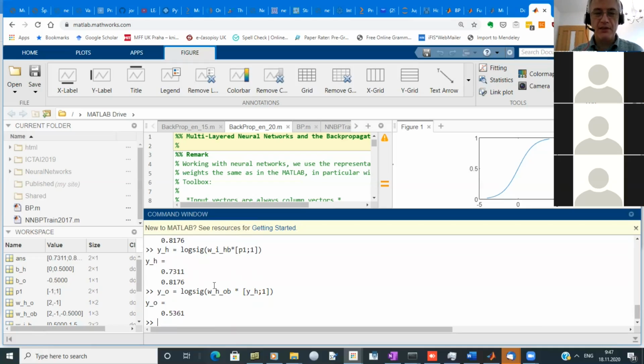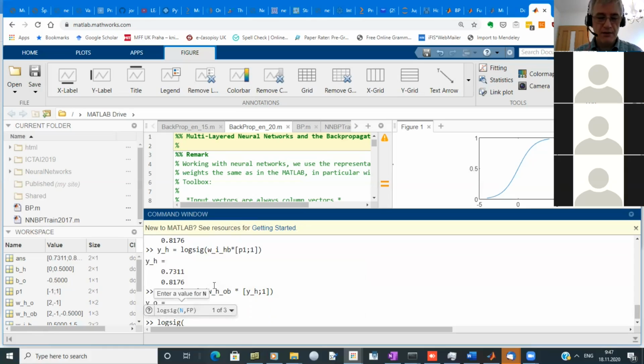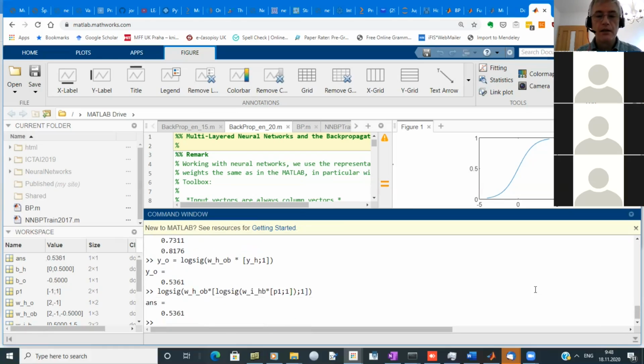We will not need that, but we can easily compute the output of the whole network as a single expression: logsig of the hidden output with bias times the extended output on the hidden neurons, and this is computed by logsig from input to hidden with bias times the pattern extended with 1. And this is the output of the whole network.